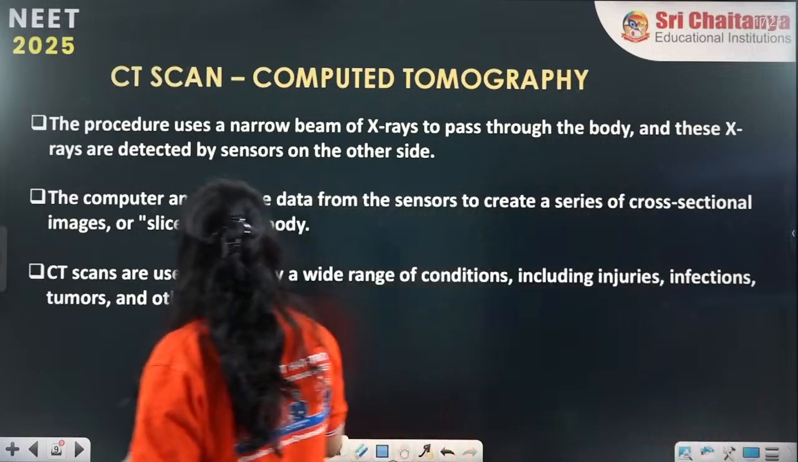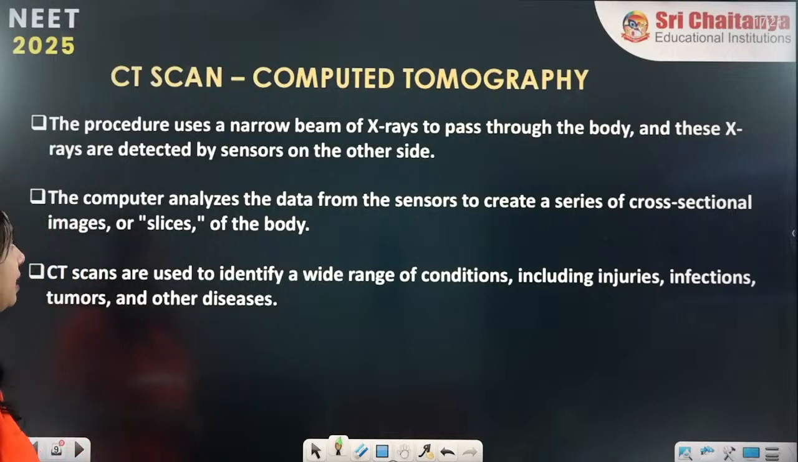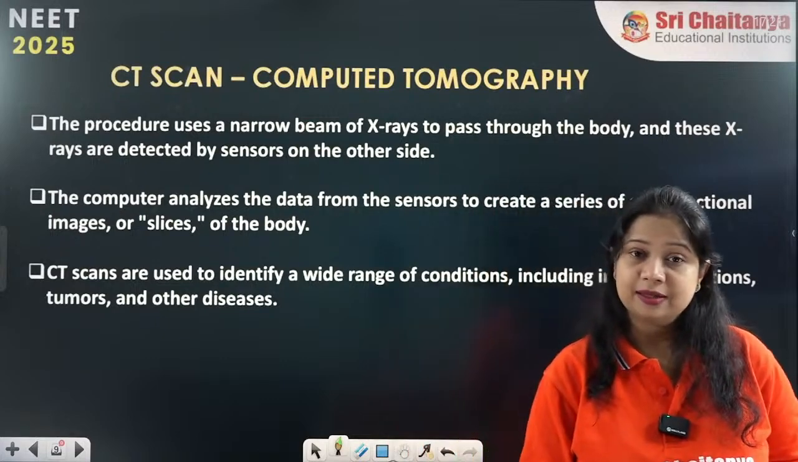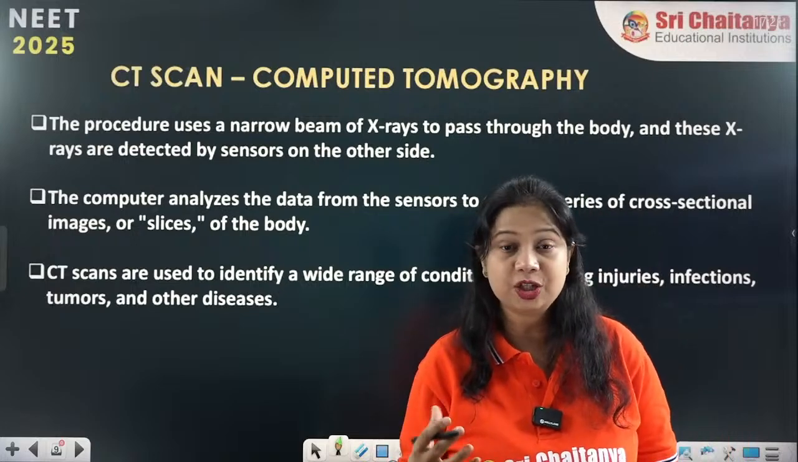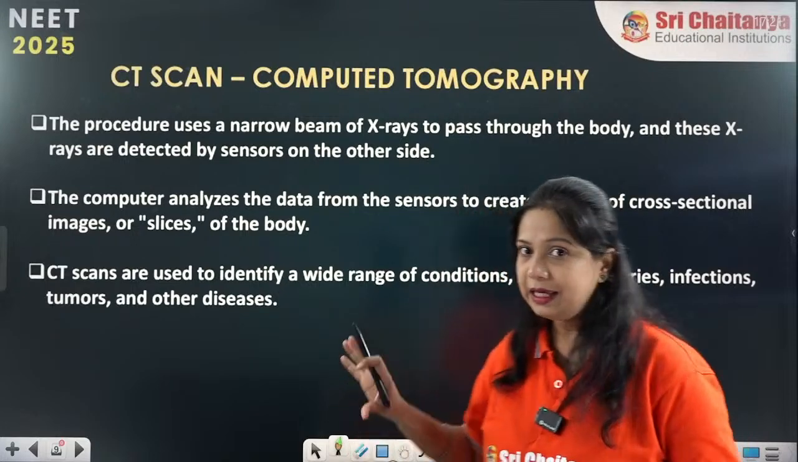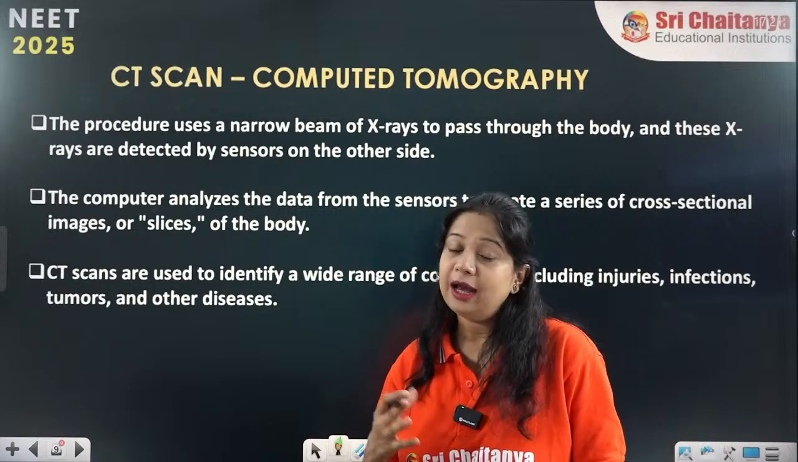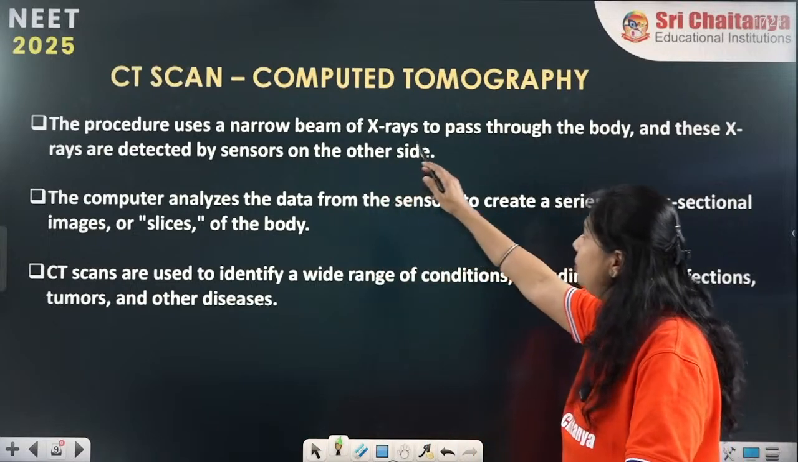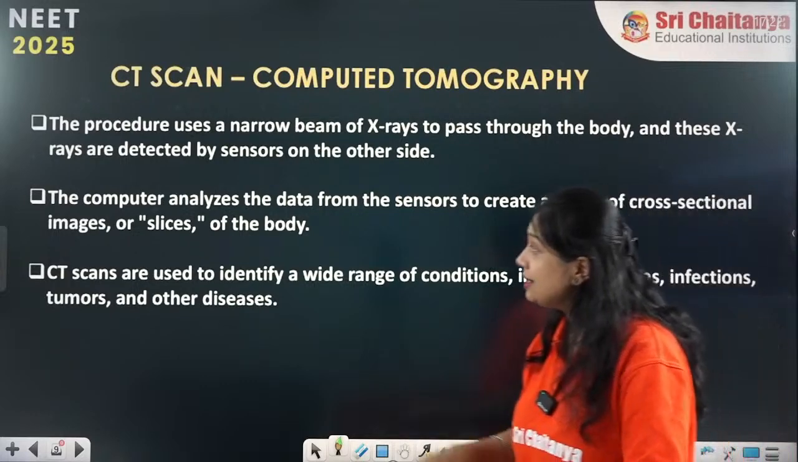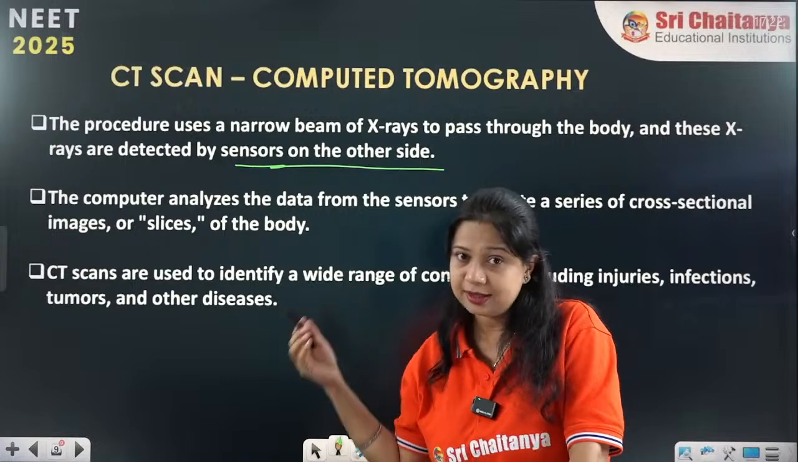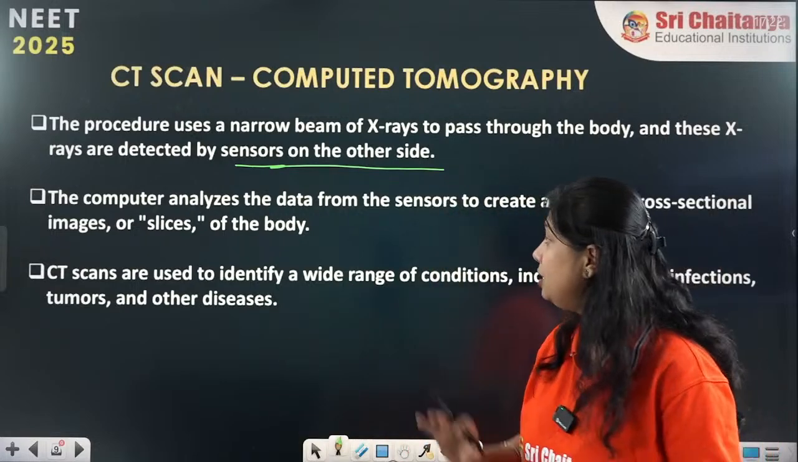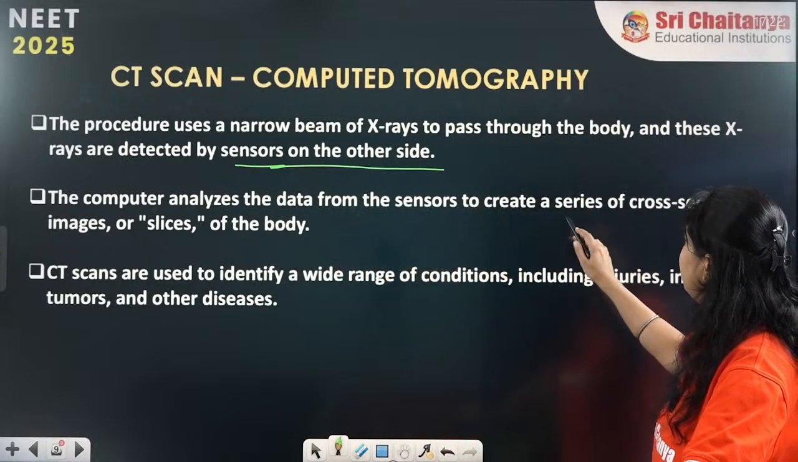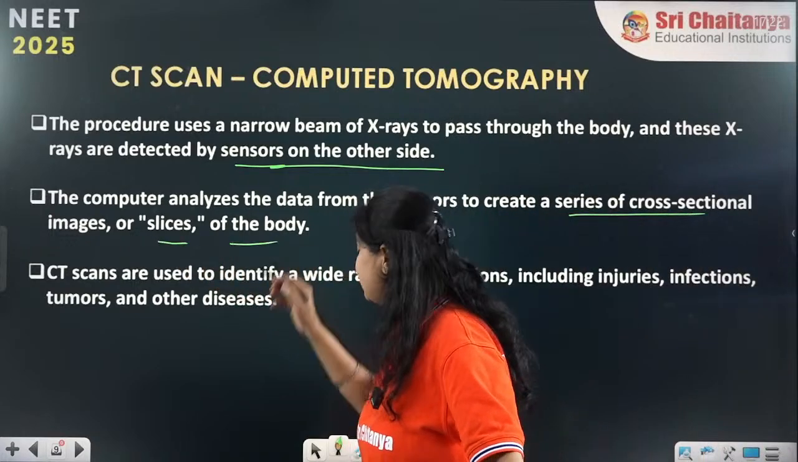Now computed tomographic scan, what is it? The procedure uses a narrow beam of X-rays. CT scan is nothing but X-rays, but since the X-ray produces the image in a two-dimensional way on a photographic film, here they produce a three-dimensional image and it is connected to a computer screen. So the procedure uses a narrow beam of X-rays to pass through the body, and these X-rays are detected by sensors on the other side. You may have seen the CT scan machine where these things are done. The computer analyzes the data from the sensors to create a series of cross-sectional images or slices of the body.